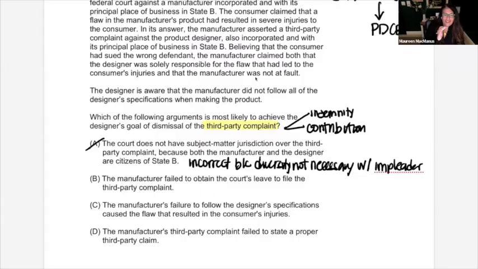All right, B, the manufacturer failed to obtain the court's leave to file the third-party complaint. You don't have to obtain leave to file the third-party complaint. If it's proper, you can do it. So incorrect because it overstates the law. Because leave of court, which is asking for the court's permission, is not required.